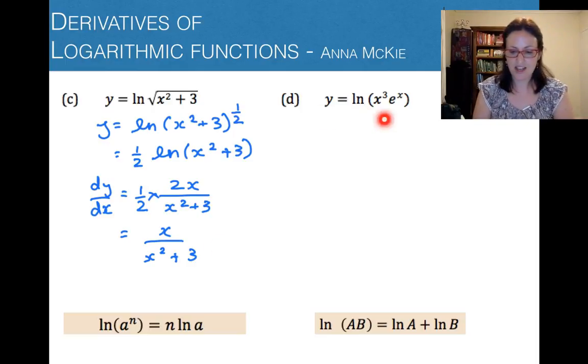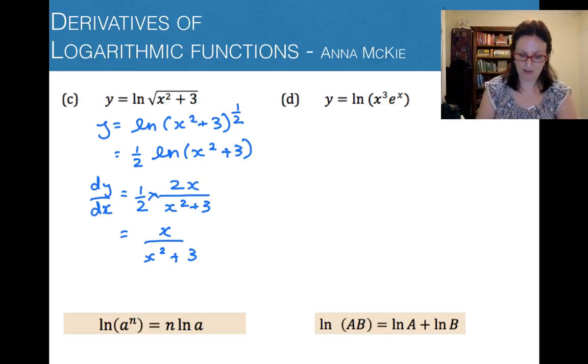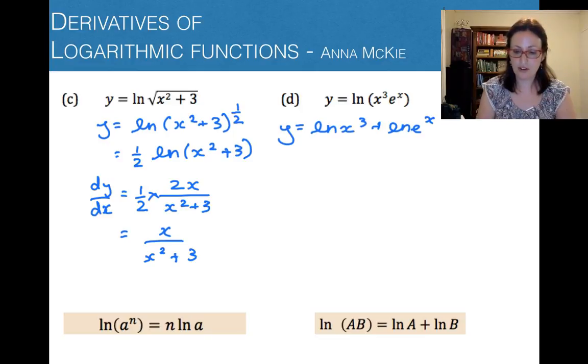Next one, this is ln of x cubed times e to the x. So that's two functions. We're going to have to use our log laws first to simplify that. Two functions multiplied together, we can split them with our log laws. So y equals ln x cubed plus ln e to the x. A couple more log laws we can use.